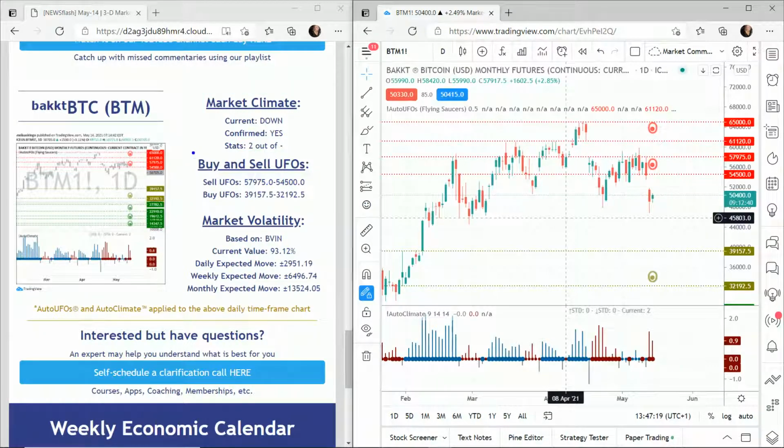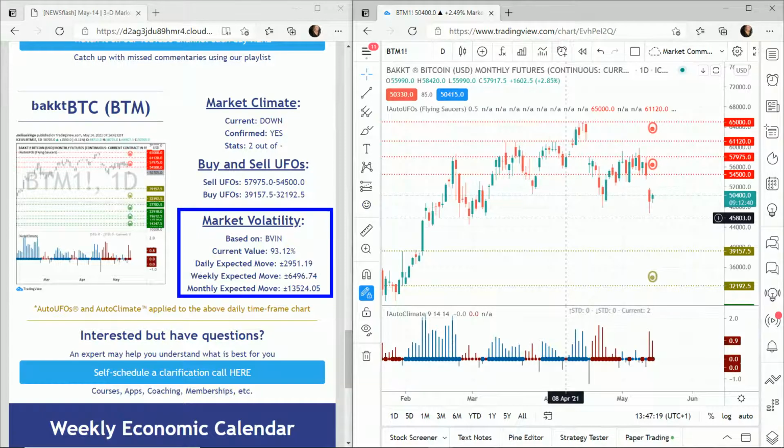In terms of buy and sell UFOs, we have sell orders here at 57,975 to 54,500. We have buy orders down here at 39,157.5 and 32,192.5. We're slightly closer to the sell orders there, and again, overall probability downwards there with the climate.